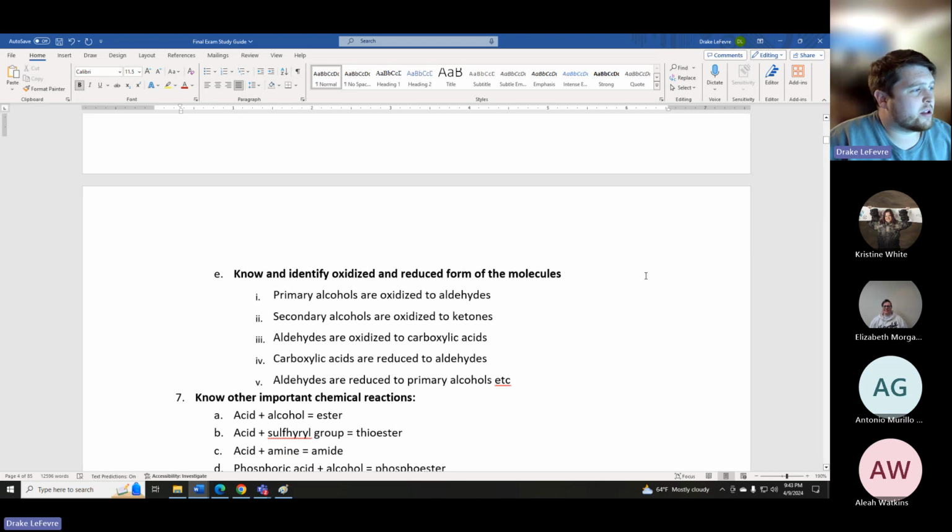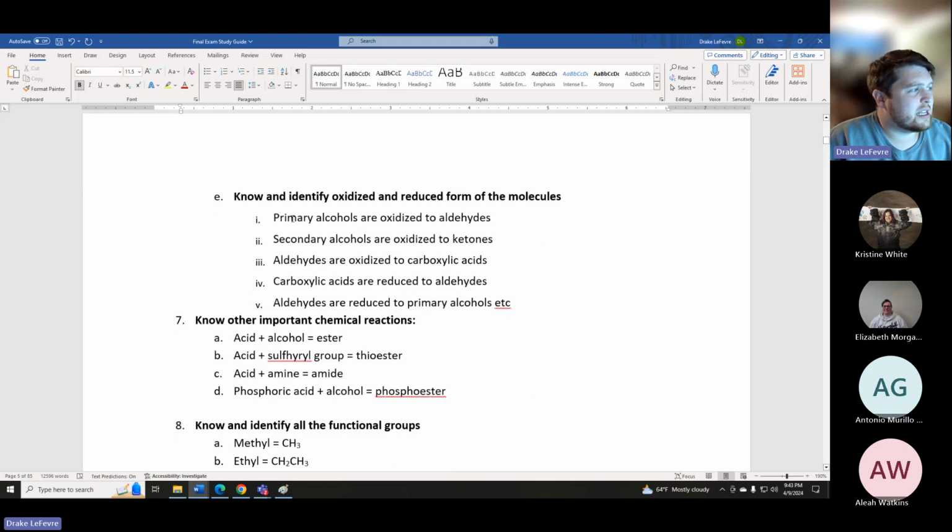Oxidized and reduced forms of molecules. Here we go. I feel like he has a couple of questions usually like this. This is the stuff he really likes, these kind of questions.